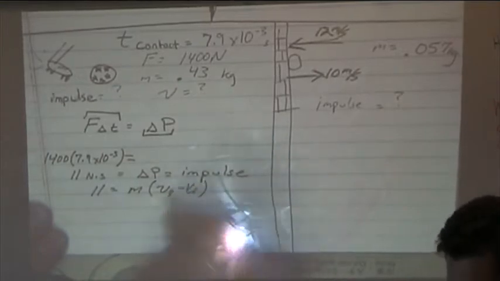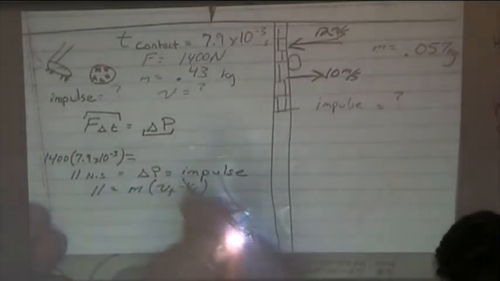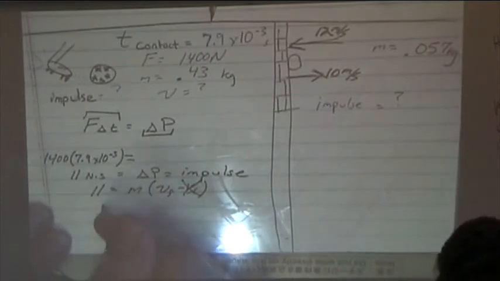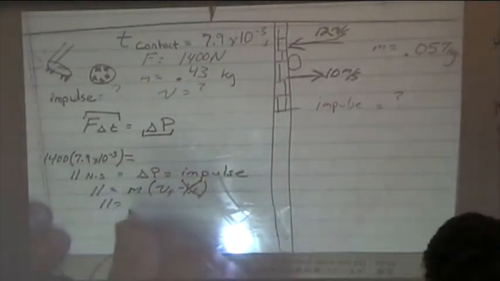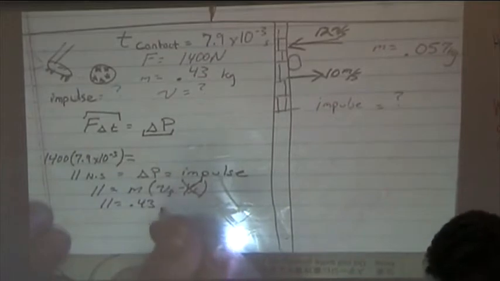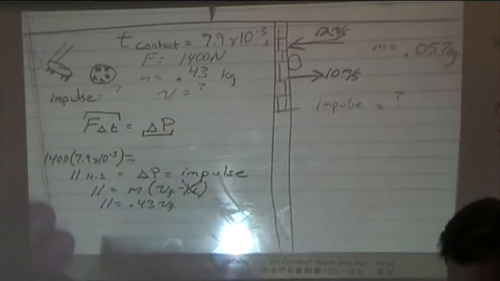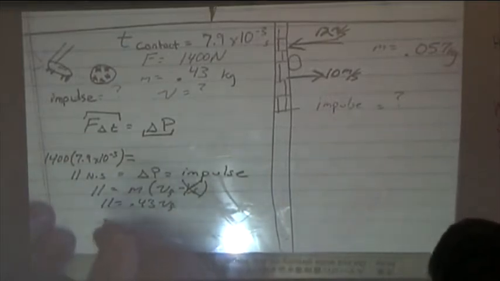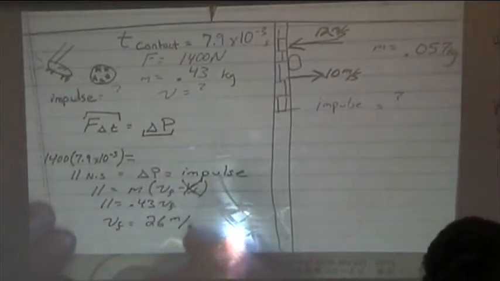You see the mass, MVF minus MVI, and the mass factors out. We can just cross this out because initial velocity is 0. So 11 equals, and I looked up on Google, the mass of a standard soccer ball is about 430 grams. So that would be 0.43 kilograms times the velocity that it takes off with. And solving for final velocity, we get a final velocity equivalent to 26 meters per second.